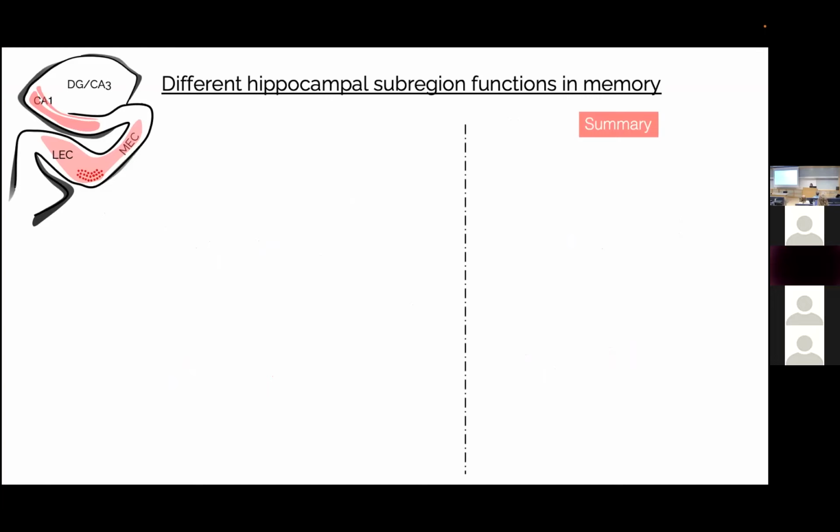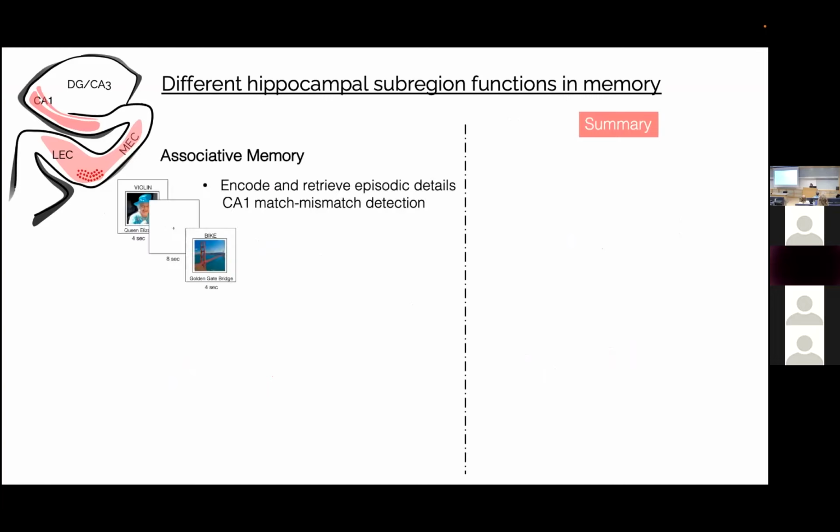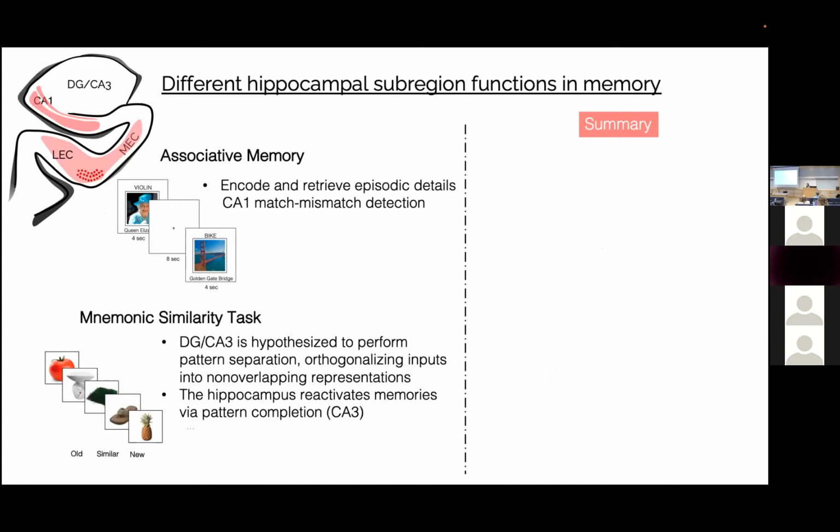So in summary today, what I've shown you is data from 2 memory tasks. One is this associative memory task, which is kind of a retrieval task. We're really trying to encode and retrieve episodic details. And this is hypothesized to be more directed towards looking at CA1 function because of the mismatch detection that CA1 is hypothesized to perform. In comparison, we also looked at the mnemonic similarity task. In this task, DG is hypothesized to perform pattern separation, to separate and orthogonalize those different representations, while CA3 is hypothesized to perform pattern completion.